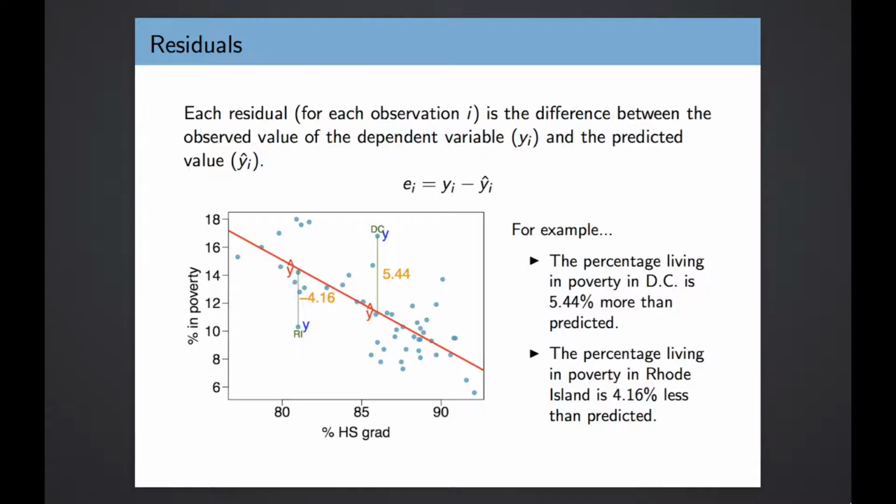So the percentage of people living in poverty in Rhode Island looks like a little bit more than 10%, but the predicted value, when we follow from that data point up to the regression line, is closer to a little bit more than 14%. So the difference in that poverty rate is about 4.16. So the poverty rate in Rhode Island is 4.16% less than we predicted. So that residual is negative 4.16.